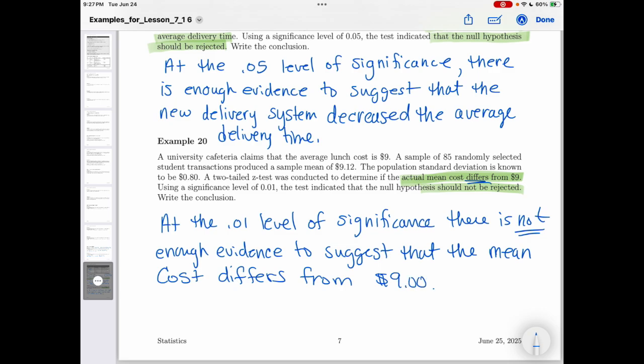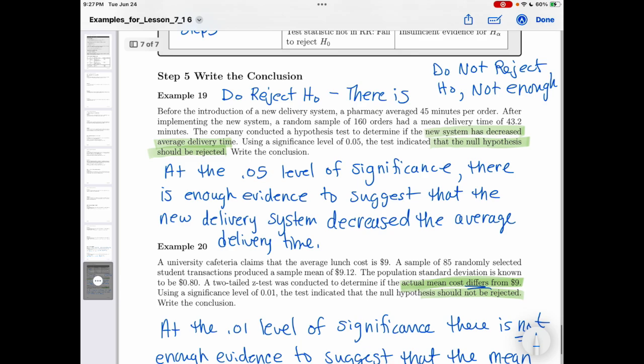And there's our conclusion. So just remember, if we do reject the null hypothesis, that means there is enough evidence to suggest that the alternative hypothesis is true. And if we do not reject the null hypothesis, then there is not enough evidence to suggest that the alternative hypothesis is true.